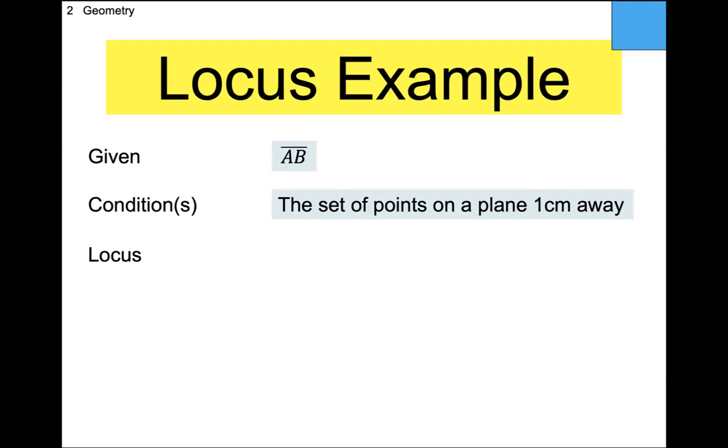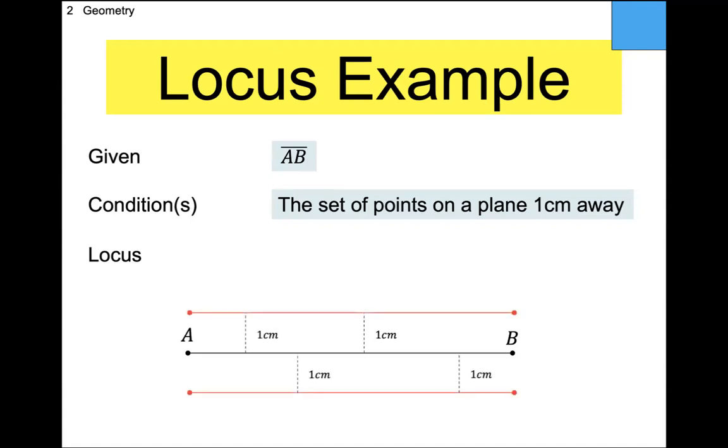Okay, so let's see what it says. My given is a segment AB, and my condition is a set of points on a plane. So we're in 2 dimensions, 1 centimeter away. All right, so I could draw a segment AB. I don't know how long it is, but I'll just draw a generic AB. And if I'm a centimeter away from AB, that means I'm either above it or below it. So it looks to me like it would be 2 parallel lines.